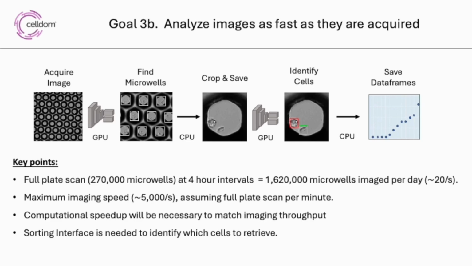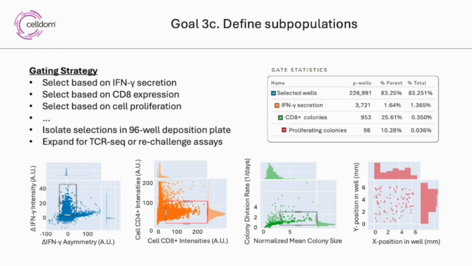If we take it to the extreme and image the plate every minute, which is possible with certain imaging technologies, then we would need to be analyzing 5,000 microwells per second to match that imaging speed. So clearly, computational speed is paramount to enable identification and picking of the best clones. It also became clear to us that we needed a user interface that looks very much like a flow cytometer so that we can gate the cells of interest and go from a population of 270,000 down to a pickable number like 96. So that's what we did here.